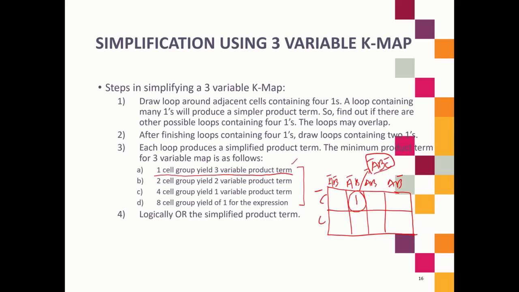For the second one, a 2 cell group yields a 2 variable product term. For example, we have this here and here, so these 2 are adjacent cells. When you loop these 2 cells, what is the simplified product term? It will produce 2 variables. So you need to find the similar variables for these 2 cells. The similar variables are A and C, because in these 2 cells there are A and also C.